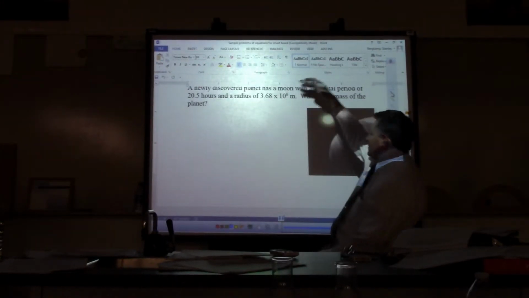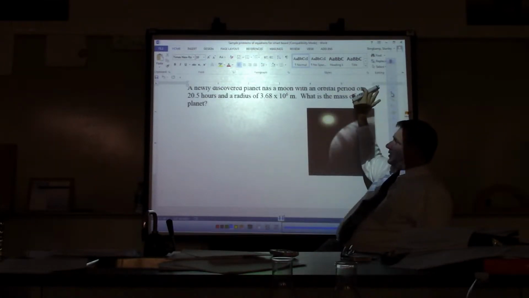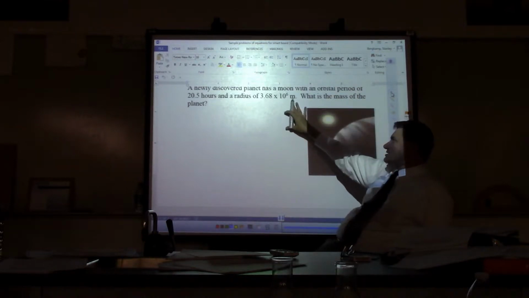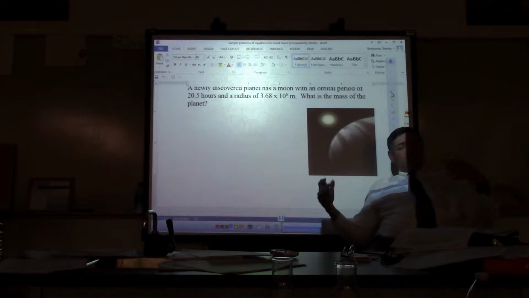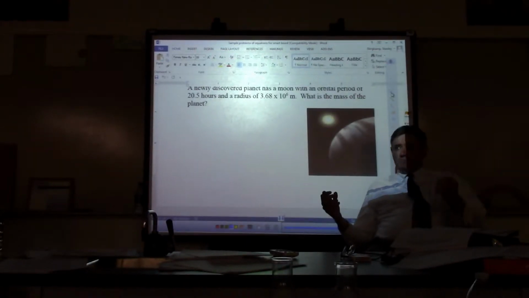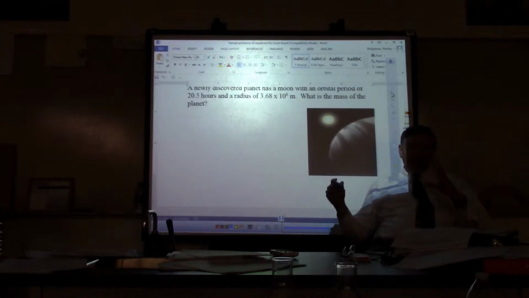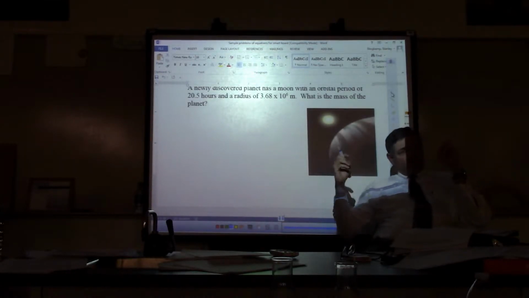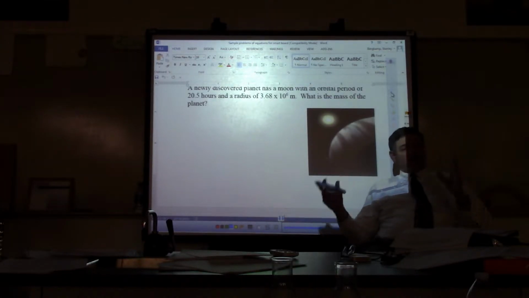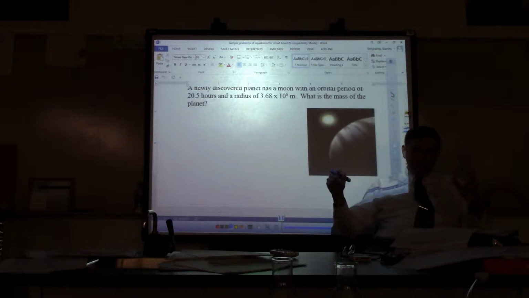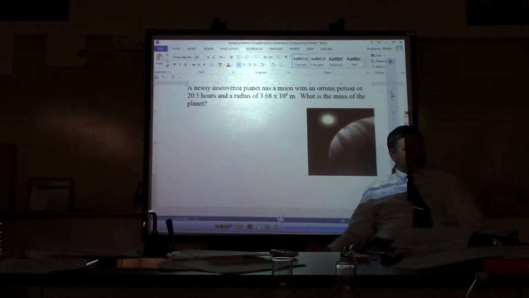A newly discovered planet has a moon with an orbital period of 20.5 hours and a radius of 3.68 times 10 to the 6 meters. What is the mass of the planet? When you look at how we figured out the mass of Jupiter, the mass of Saturn, any planet that has a moon, it's very easy to find the mass of that planet. Because we can't stop the planet in its path, put it on a scale and say, here's the mass.